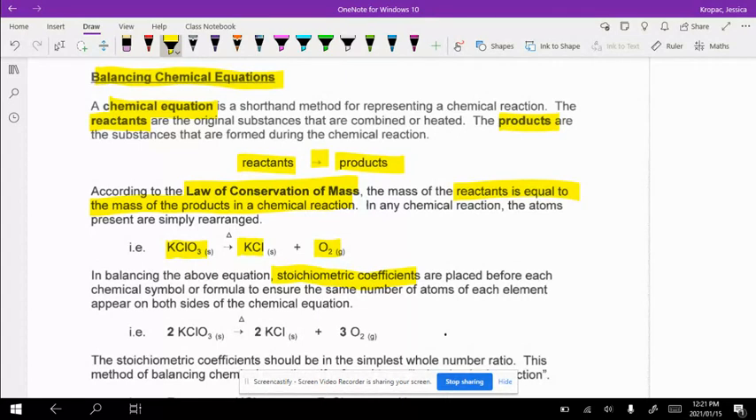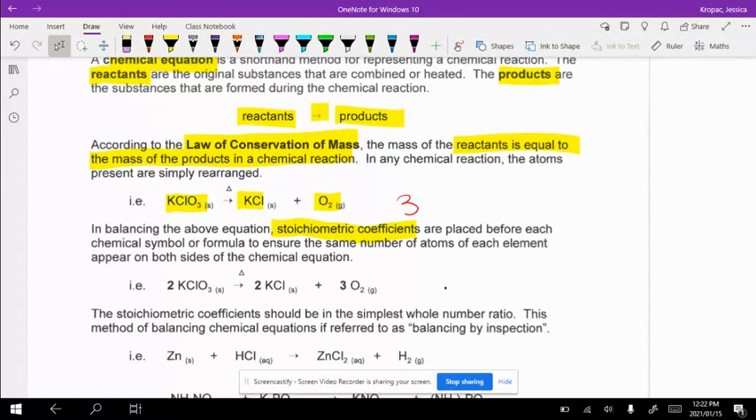A stoichiometric coefficient is a big number that we place in front of a compound or an element. That big number is going to multiply out. It's important to remember that it has to be a big number, not a little number, and it has to go in front, it can't go behind. Let's take a look at an example of what I mean by stoichiometric coefficients. You can see that we've added a 2, a 2, and a 3. They're big numbers, and that causes this reaction to be balanced.